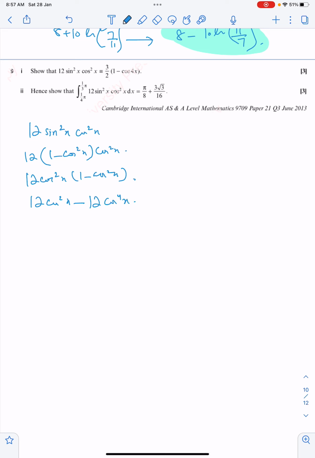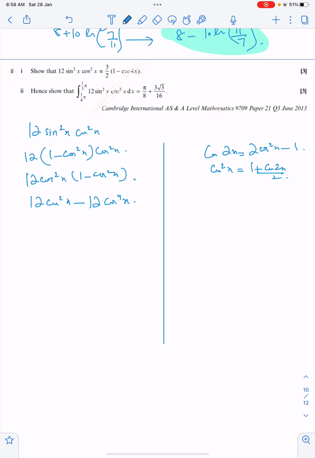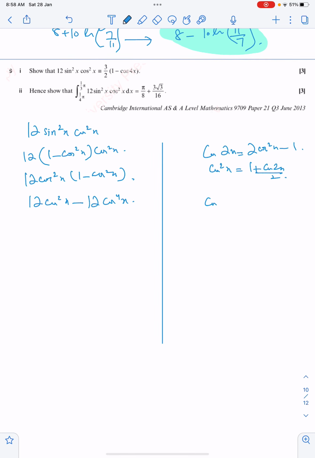Now, with the identity, I know that cos of 2x equals 2 cos square x minus 1. So, if I make cos square x the subject, it will be 1 plus cos of 2x divided by 2. And if I square both the sides, because I need cos square x and cos 4x also, I have to square this side as well, which is 1 plus cos 2x upon 2 squared, and squaring of 2 is 4.